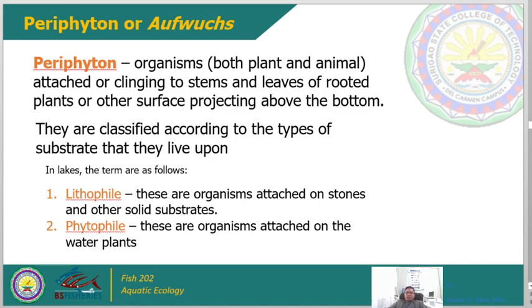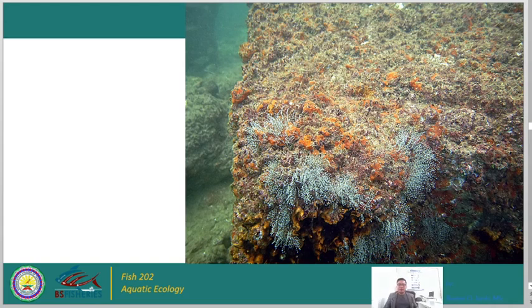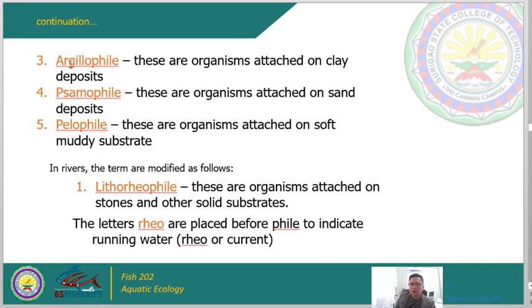Phytophiles are organisms attached to the water plants or aquatic plants. So examples are kini, no? These are periphytons or aufwuchs. So these are lithophiles attached to the stone. And some other forms of periphytons gitawag natong phytophiles are katong naka-attach sa plants. Okay? So those are examples. Another are argillophiles. These are organisms attached on the clay deposits. Argillophile. Katong mga naka-attach sa sand gitawag nato to siya psammophile. Ang naka-attach sa soft muddy substrate are pelophiles.